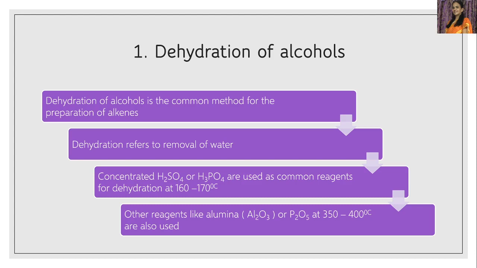In this dehydration reaction, loss of water or removal of water takes place, and to remove the water, we use either concentrated sulfuric acid or phosphoric acid at about 160 to 170 degrees centigrade. We also use alumina, that is Al2O3, or P2O5 at about 350 to 400 degrees centigrade. So these are the reagents which are used to remove water from alcohols.